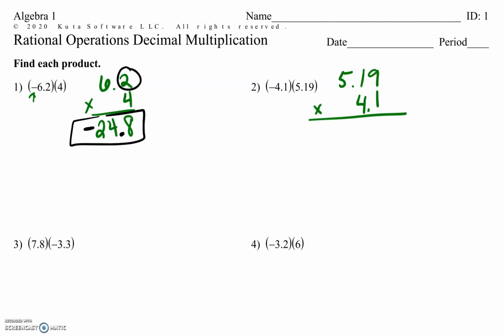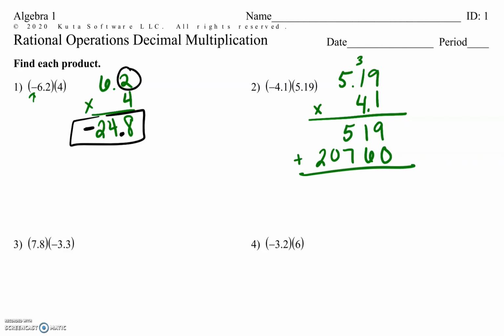And we're going to multiply. So I'm going to take this 1 times 9, which is 9, 1 times 1, which is 1, 1 times 5, which is 5. So I've multiplied all my values there. Now I'm going to multiply here. So I need to put that 0 place value holder. 4 times 9 would be 36. So I put my 6, carry my 3. 4 times 1 is 4, plus 3 would be 7. 4 times 5 would be 20.